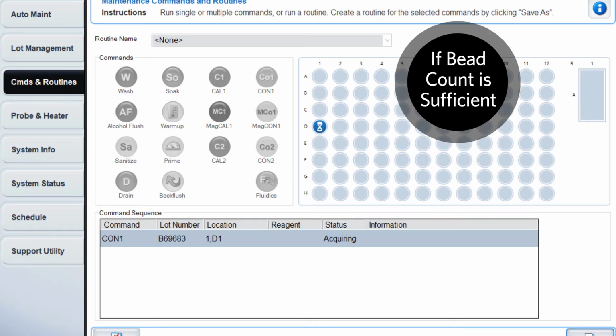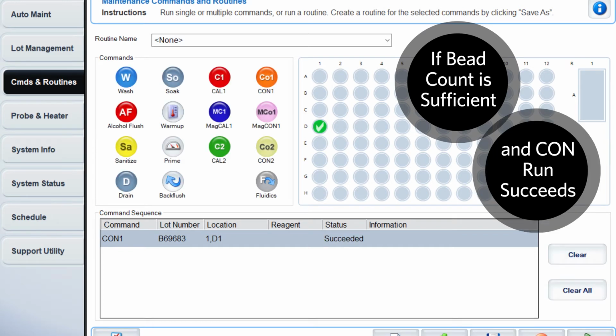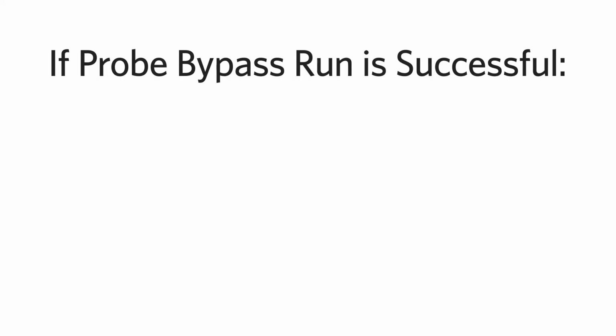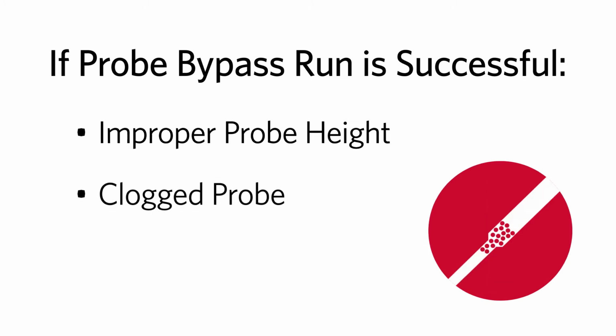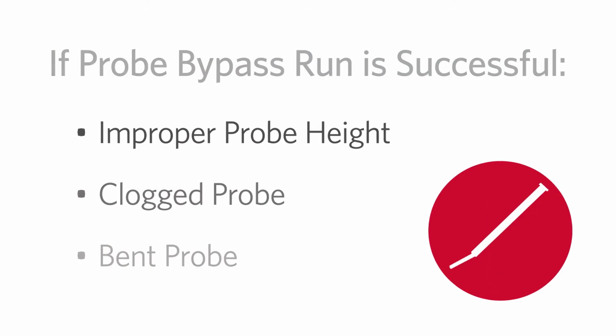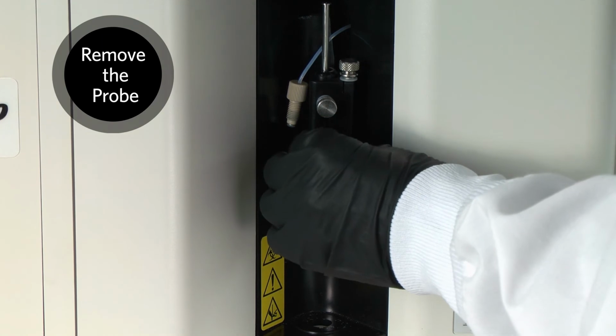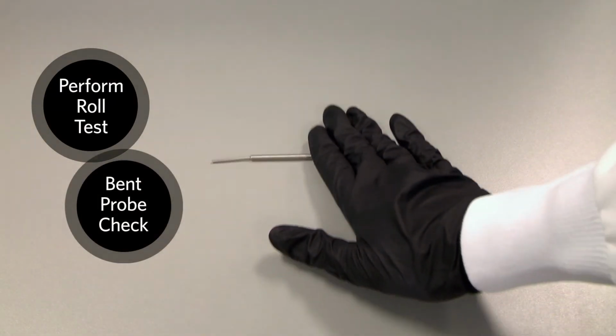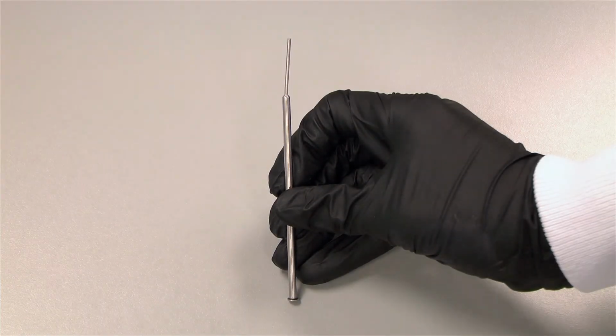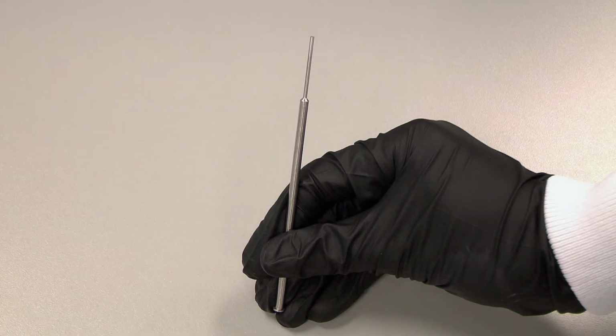If the instrument counts a sufficient number of beads and the xPONENT command runs successfully when sampling directly from the sample line, the problem was either due to improper probe height, a clogged probe, or a bent probe. Remove the probe from the instrument and perform a roll test to check for a bent probe. If the probe is bent, replace with a new probe.